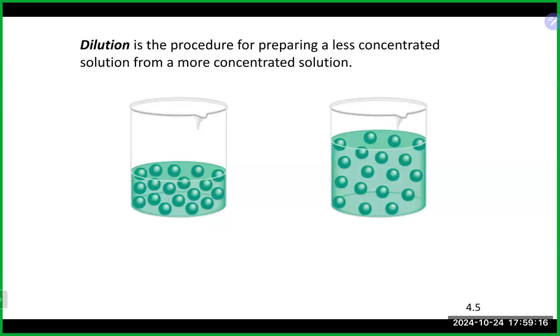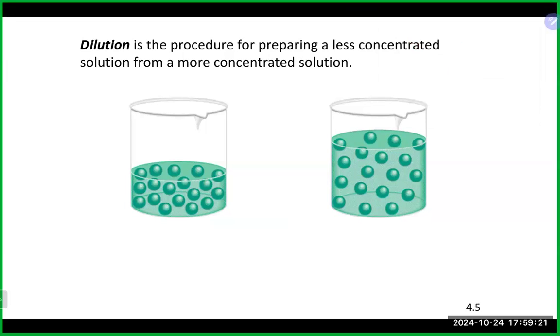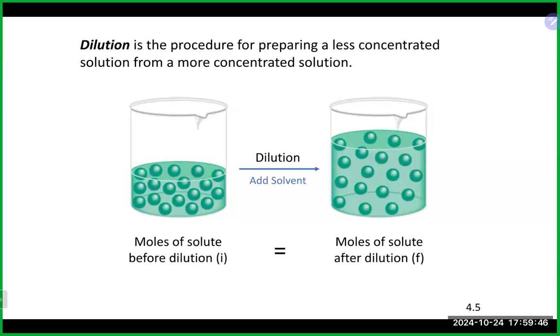All right. So let's talk about dilution. Dilution is a process that is used to prepare a less concentrated solution from a more concentrated solution. Typically speaking, the way you usually buy solutions is they're usually more concentrated. And then they dilute them down, and that's what we use in the laboratory in most cases. And when we do a dilution, really the only thing that we add is more solvent.